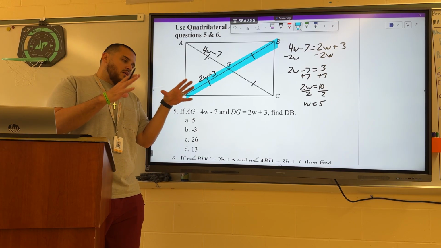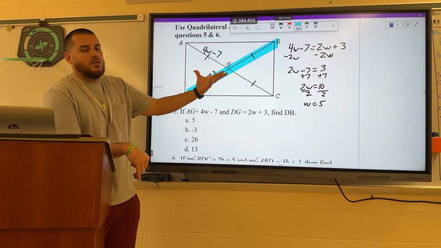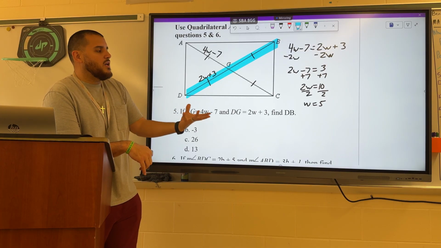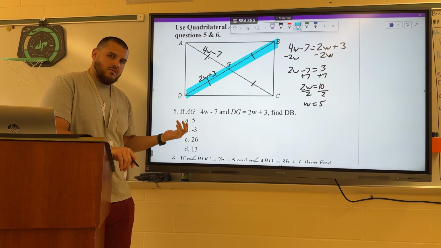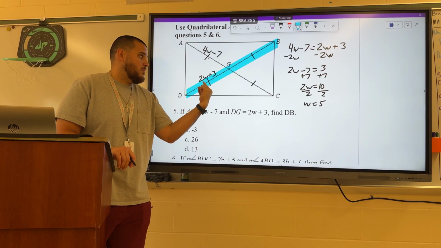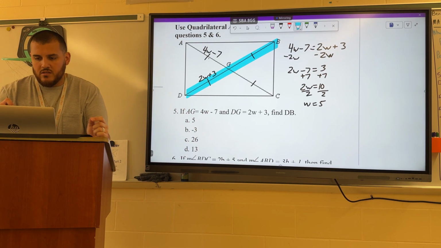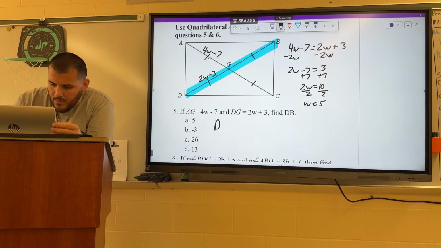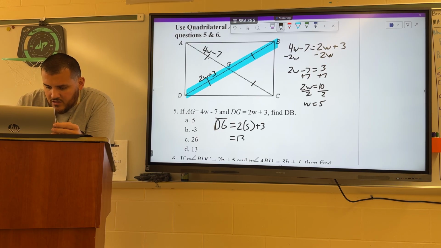So if we are ever stuck and we're not sure, like I don't have something to plug into to give me that answer, we'll plug it into something that you do have and see if you can find out more information. Like I can plug it into DG right here. So I'm gonna do that. I'm gonna figure out how long that part is. DG, we know equals 2W plus 3, and I know my W is 5. So I'm gonna do 2 times 5 plus 3, which would give me 13.